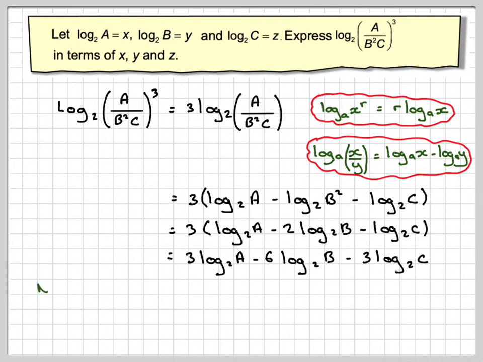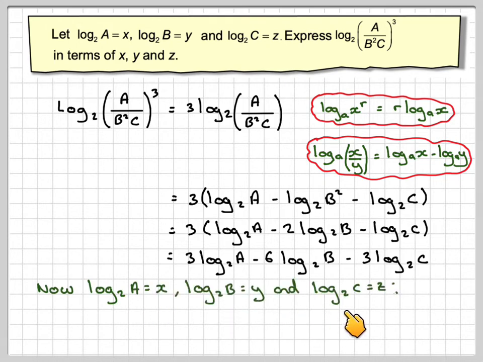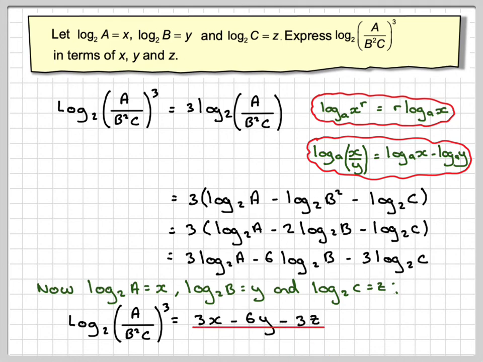Now, because log base 2 of a is x, log base 2 of b is y, and log base 2 of c is z, I can replace that with x, that with y, and that with z. So our expression, log to base 2 of (a over b squared times c) all cubed, will become 3x minus 6y minus 3z.